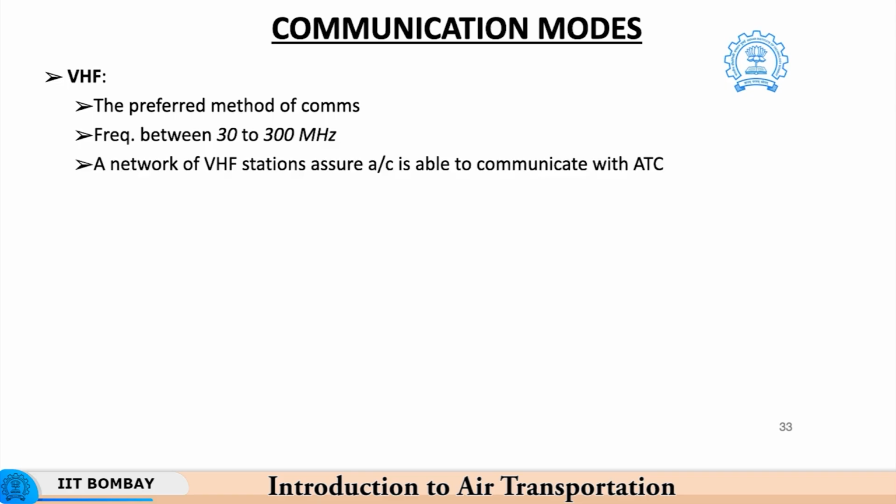The system overall makes use of a network of VHF stations that are set up all across the globe, and hence through the usage of these VHF stations, the aircraft is able to communicate to the ATC through direct or through relayed manner.